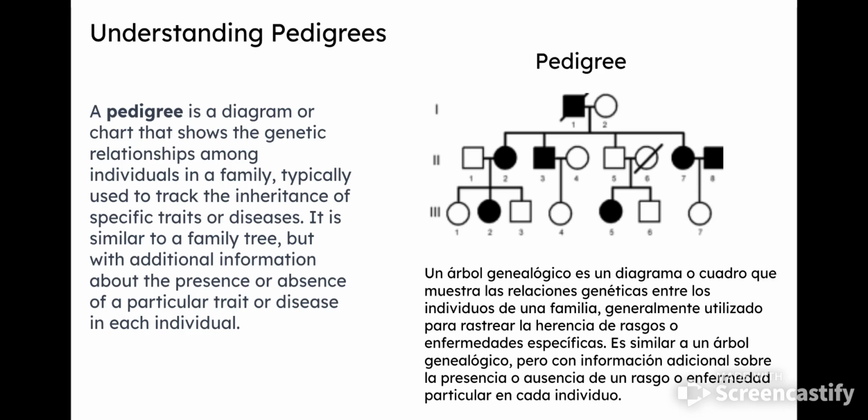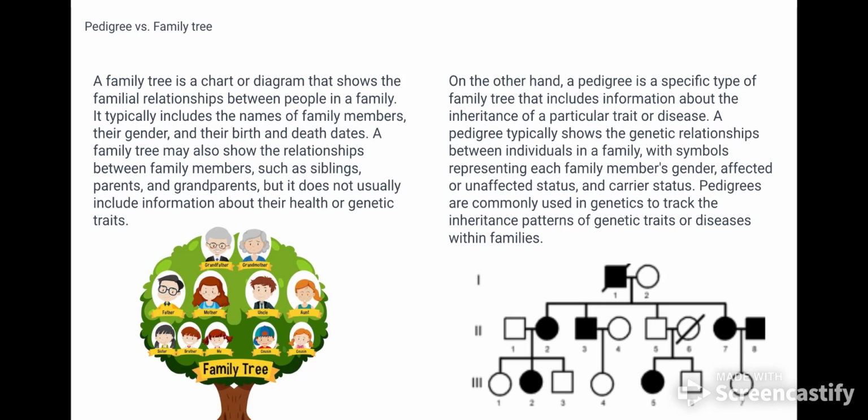So this trait could be anything like eye color, it could be hair color in a particular family, it could be having sickle cell anemia, it could be any trait that is passed on genetically. All right. A pedigree is similar to a family tree, except that there are some minor differences.